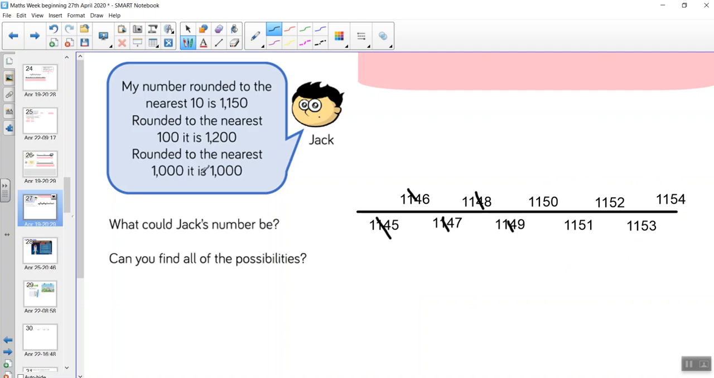And it says rounded to the nearest 1,000, it's 1,000. So if I round these to the nearest 1,000, these would all be 1,000. There's my ones place, there's my thousands place, and there's only a 1 in that digit there. So all of these numbers are the possible numbers that Jack could have been thinking of. I hope you got them.